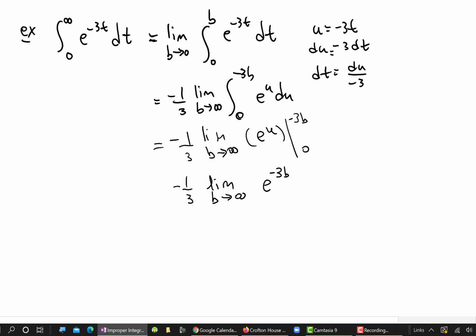And then I can apply the limit to these two pieces. The limit applied to the first piece becomes equal to 0. The limit applied to the second piece becomes negative 1, and I get negative 1/3 times negative 1, which is equal to 1/3.